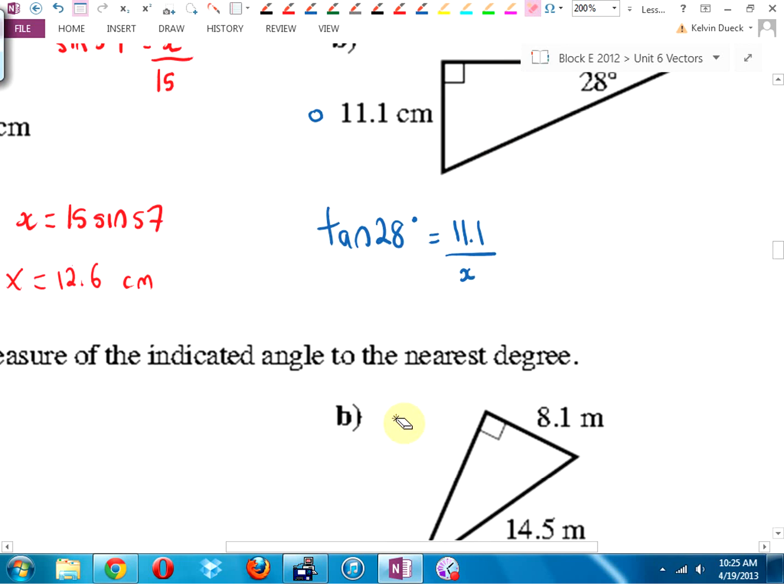How do I get the x by itself here? If you do that, I can now cross multiply. Yes, you are right, Tanisha. By the way, most of you don't bother putting that over 1. You just kind of see it in your head, but you're right. If I rewrite this, Tanisha, I'll get x times the tan of 28 equals 11.1 times 1, which is just 11.1.